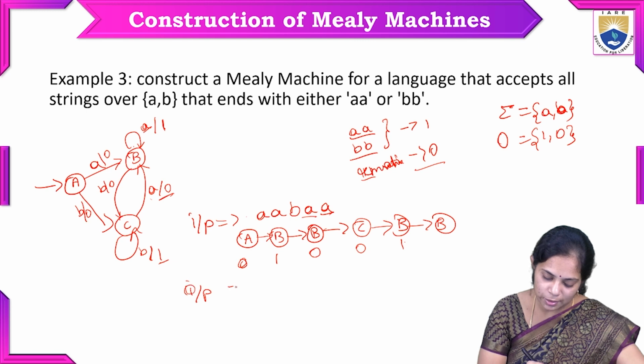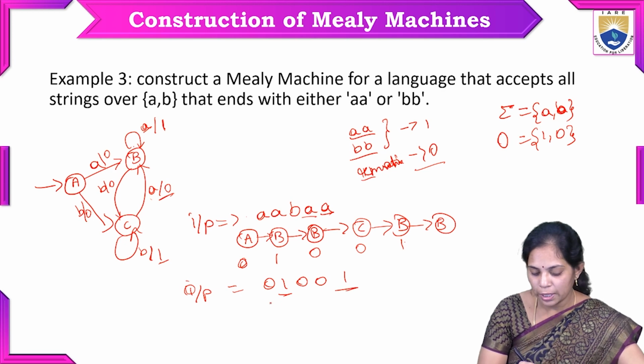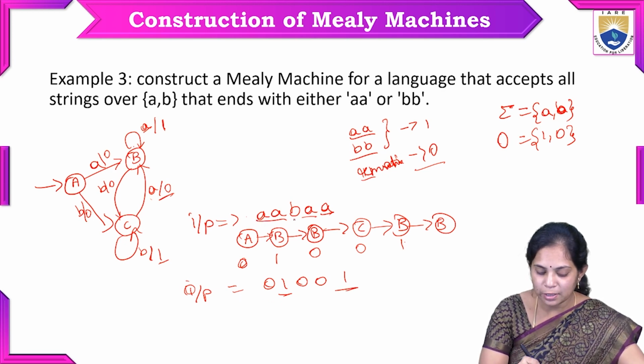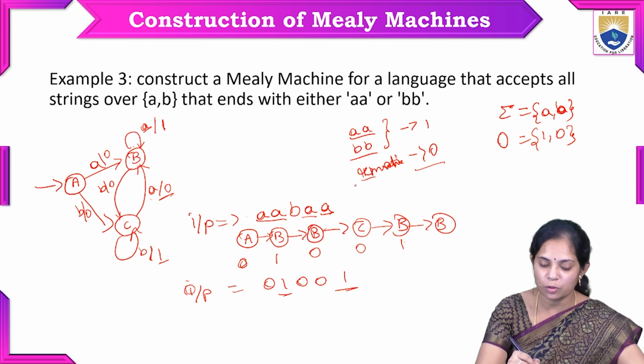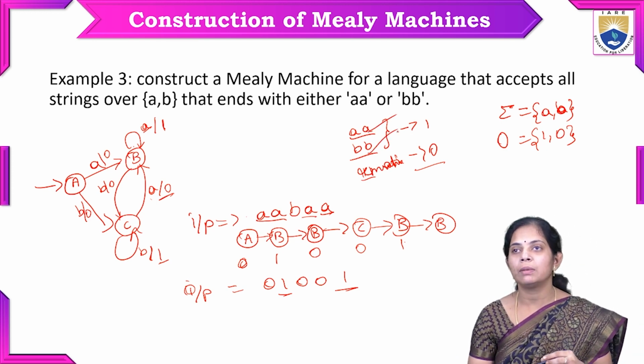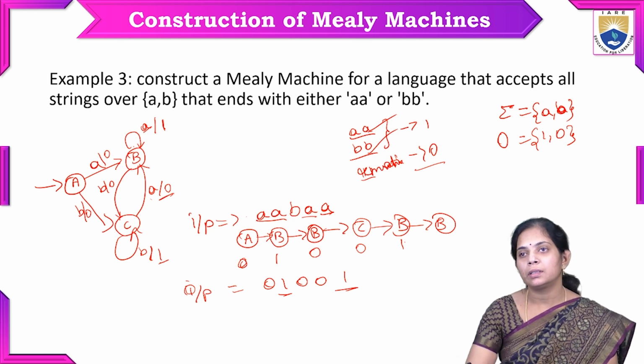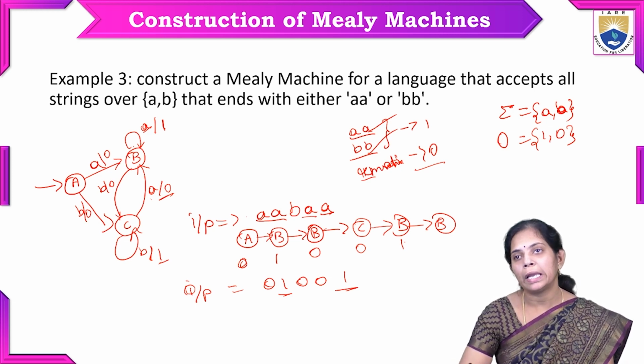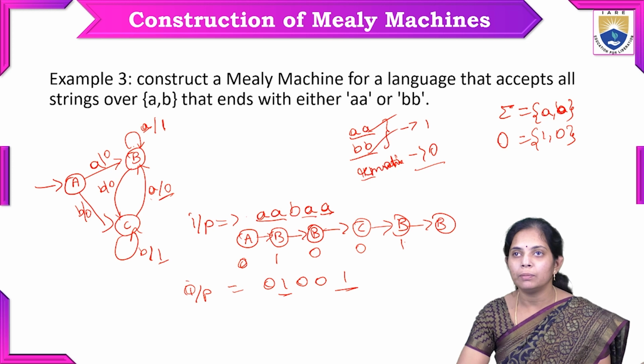The output string is 0 1 0 0 1. So here, if you encounter 1 in the output string, that says that there is a sequence of either AA or BB. So this is how we have to construct a Mealy machine for AA or BB.